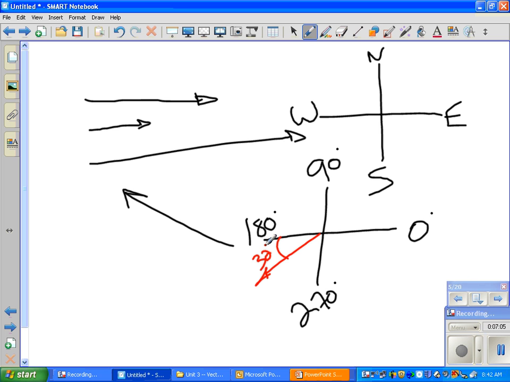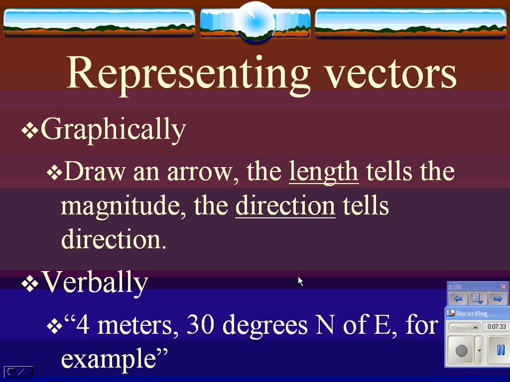Now be really careful. If you describe that vector as 47 meters per second southwest, that would be incorrect, because it would be 32 degrees south of west. If you just say southwest, that is a very specific direction, which is halfway between south and west, which would make this 45 degrees. So please be very specific when you're describing the direction of your vectors.